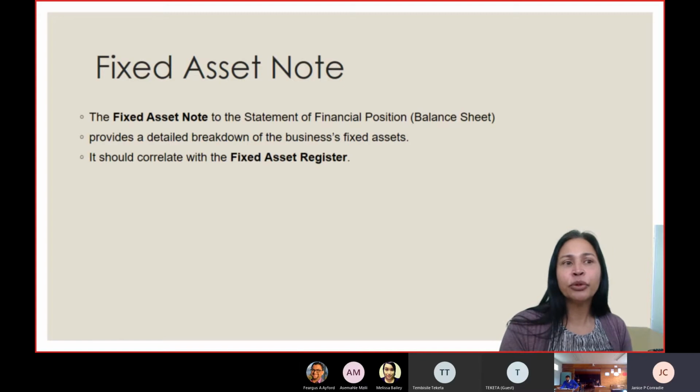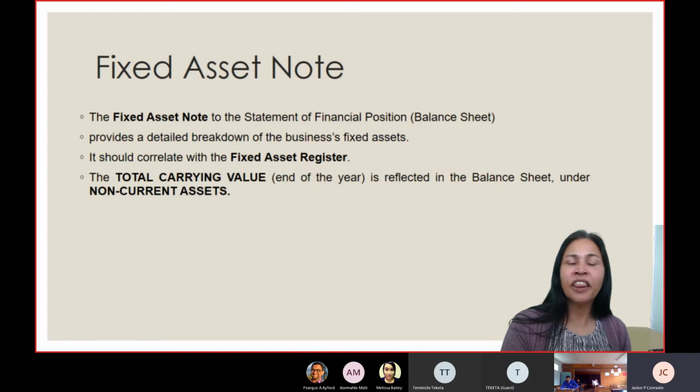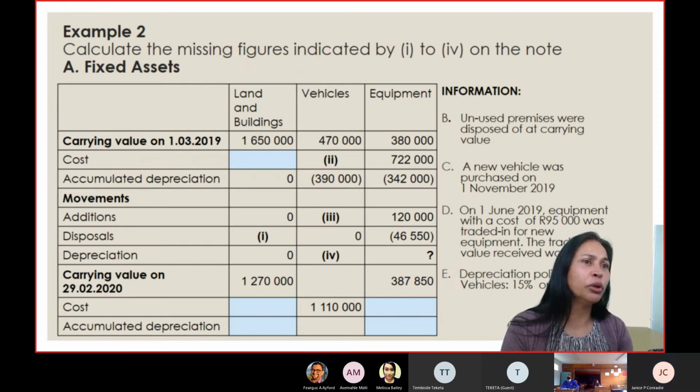That should correlate with your fixed asset register. Keep in mind, there's a reason why there's a fixed asset register, and you've just seen an extract from a fixed asset register when we did activity 1. So the two must correlate. It must be exactly the same information that you have in there. That total of the carrying value of all your fixed assets is reflected in the balance sheet, right, under your non-current assets. So there we have example 2.